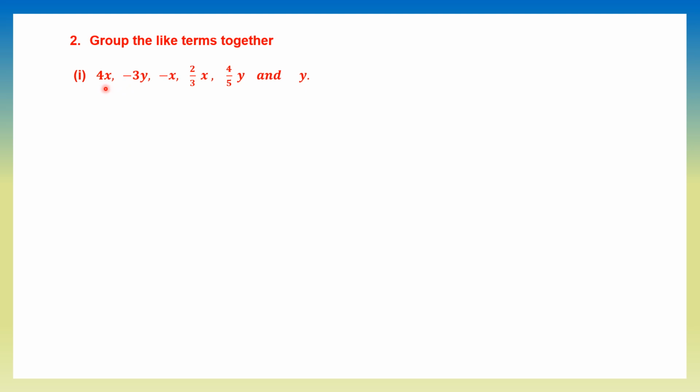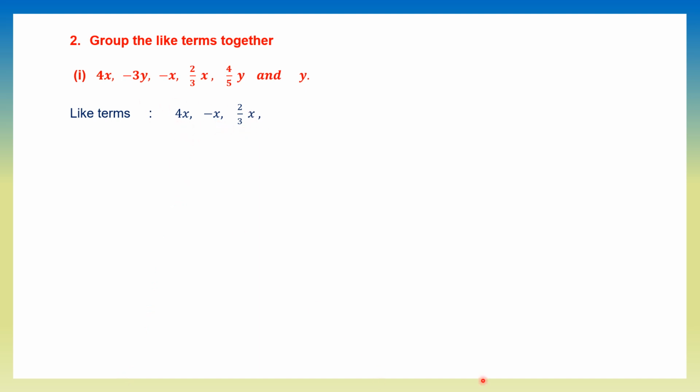Like terms are terms that have the same literal coefficient, the letters, the variables. Now here there is x. I have to look out for another term which has x. Now minus x, 2 by 3x. So whichever has x, those are like terms. So I have 4x, minus x and 2 by 3x. So that will be one set of like terms. So let's write down one set first. So like terms that we have written down are those that have x in it. 4x, minus x, 2 by 3x.